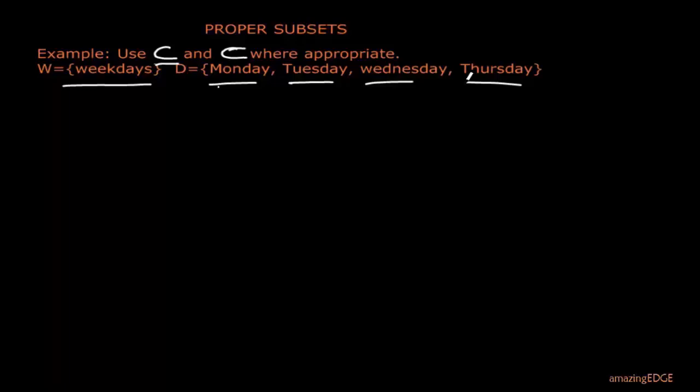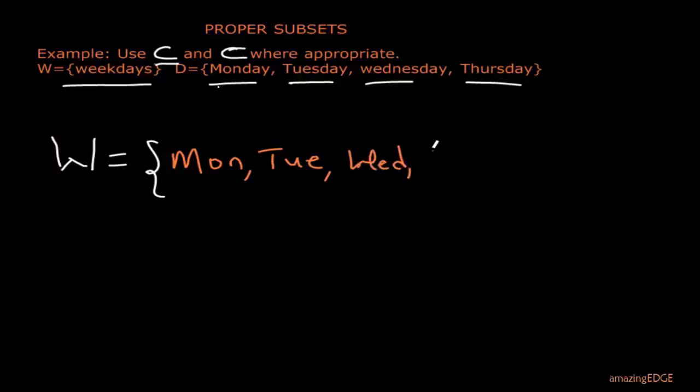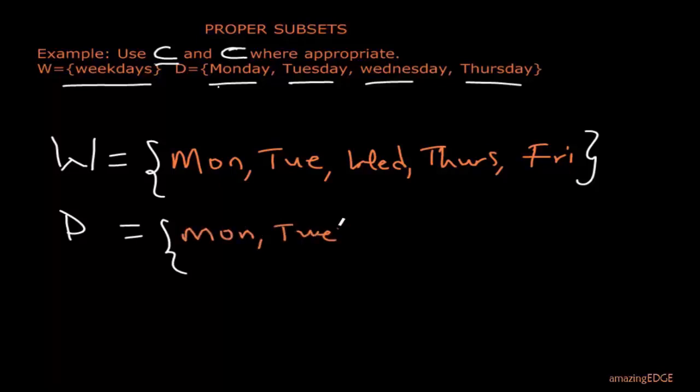So what do we observe? The set W is made up of the weekdays. And what do we refer to as the weekdays? The weekdays are the working days from Monday to Friday. So supposing we write it in short form, this becomes Monday, Tuesday, Wednesday, Thursday. We're talking about the weekdays. And finally, we have Friday. So these are the elements of set W. And of course, the elements of set D are already given to us: Monday, Tuesday, Wednesday, and finally Thursday.